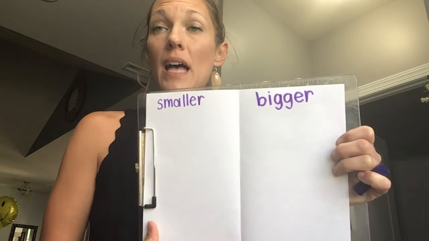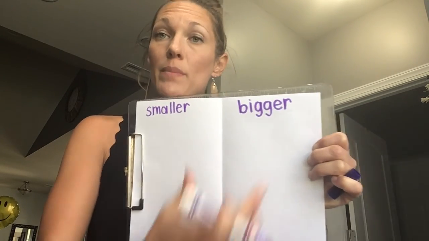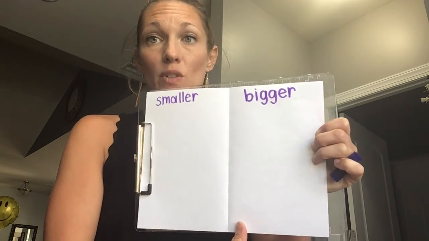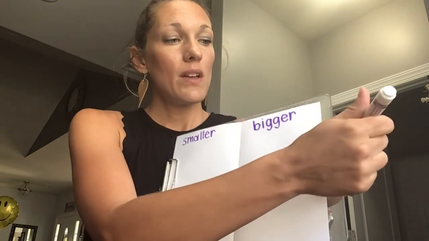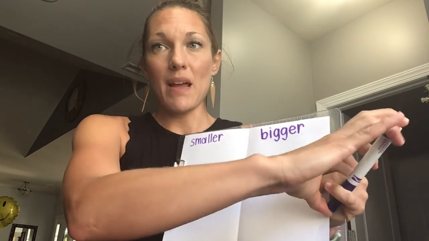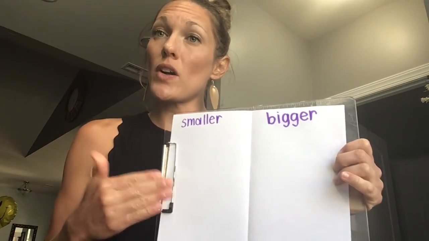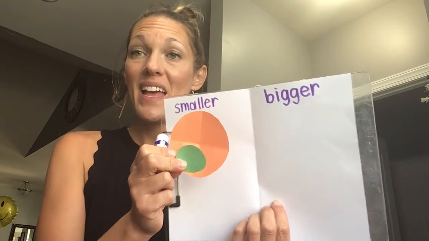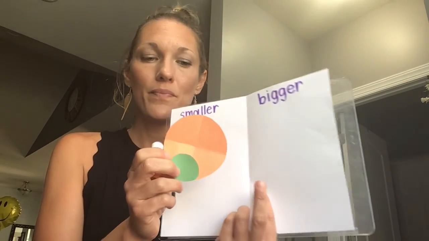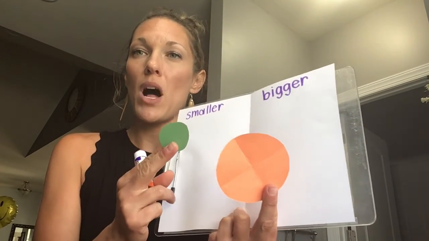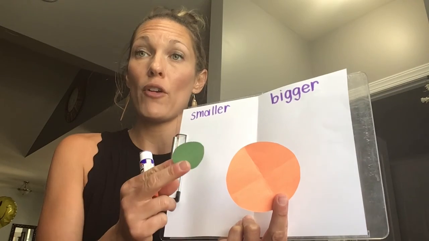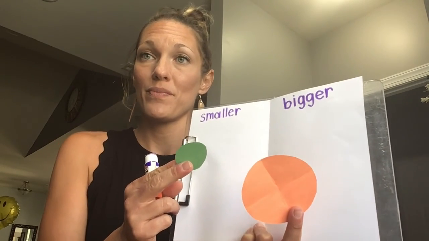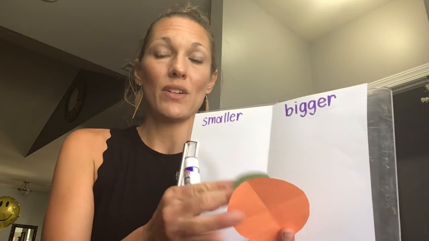Everything on this side is going to be my smaller shapes, and everything on this side is going to be my bigger shapes. So now I need to look back at those shapes that I made and decide which one is smaller and which one is bigger. So I'm going to get my crazy circles out. I have a smaller circle and a bigger circle. Which one do you think is smaller? Is it the green or the orange? The green circle is smaller.